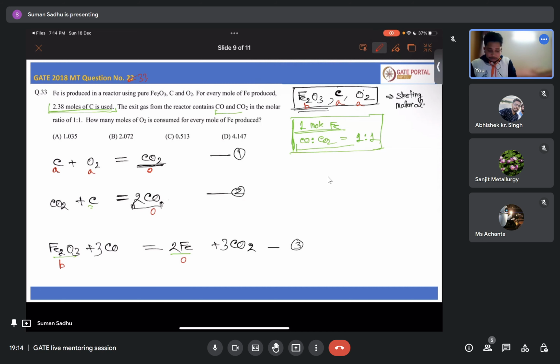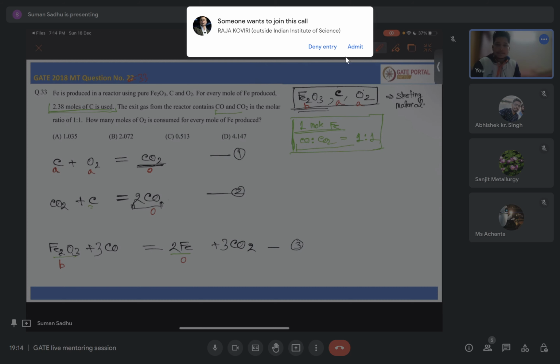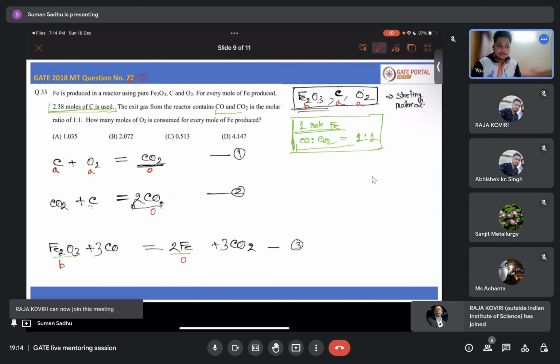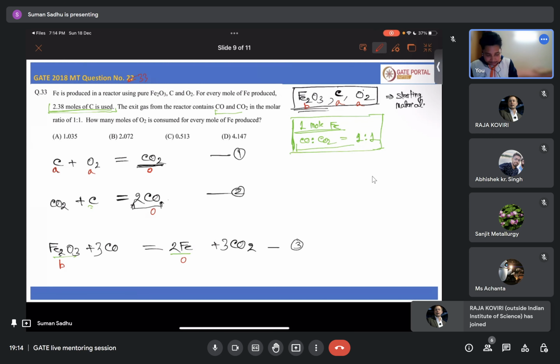So first this reaction will happen. Let's say x mole of carbon is reacting or dissociating. If x mole of carbon is dissociating, then a minus x mole of carbon will be there, right? And it will react with x mole of oxygen, because the molar ratio is 1 is to 1 for this equation.